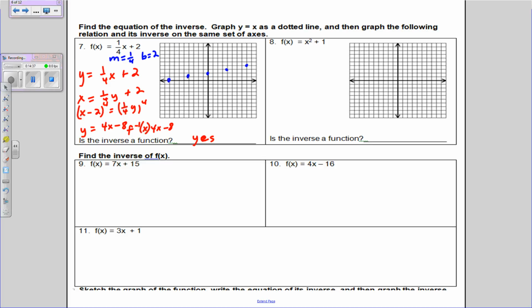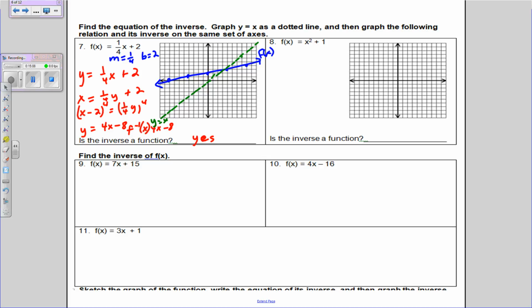And draw in your line. And label that one f of x. Then we need to make a dashed line for y equals x. And then we're going to graph the inverse.